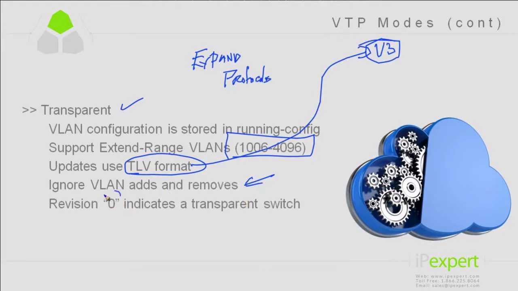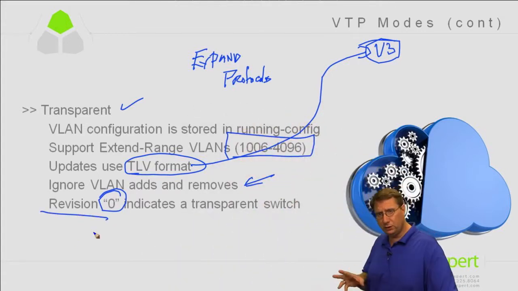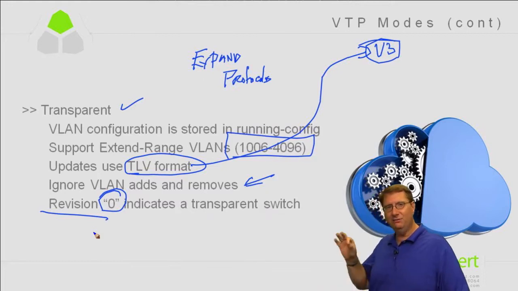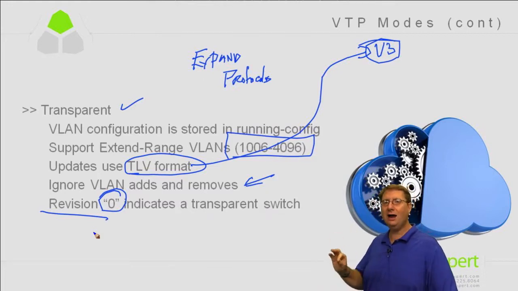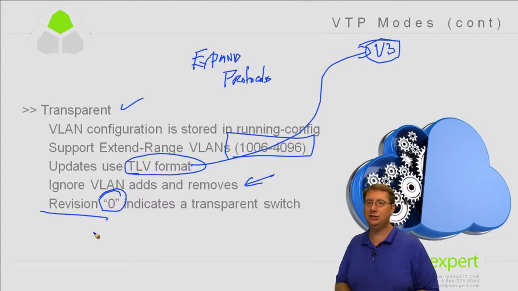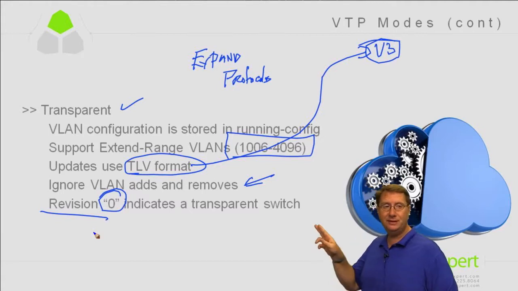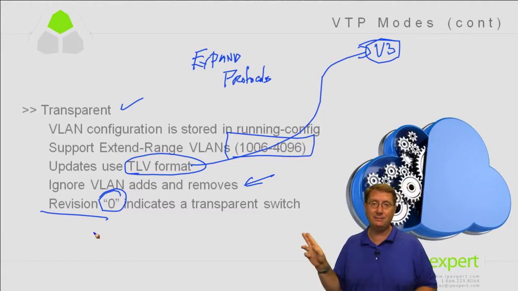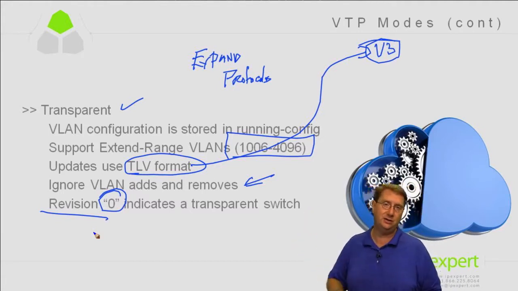Now, how do I know or recognize that a device is operating as a transparent switch? Well, we have this idea of revision. I want you to think of revision for VTP as a level of believability. The higher the revision, the more believable the database is, because it's existed for the longest period of time. That's the implication. However, if I go to a device and say vtp mode transparent, it's going to take that VLAN database revision and take it down to 0.